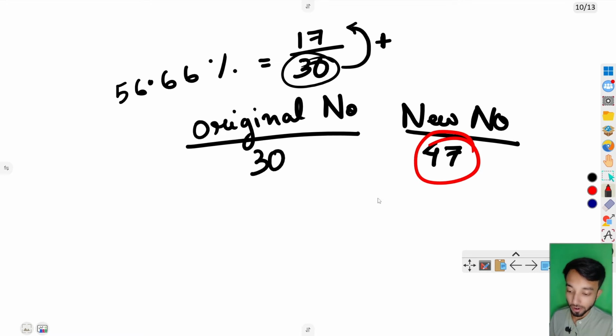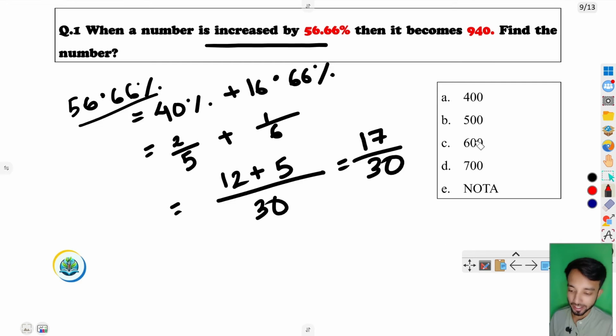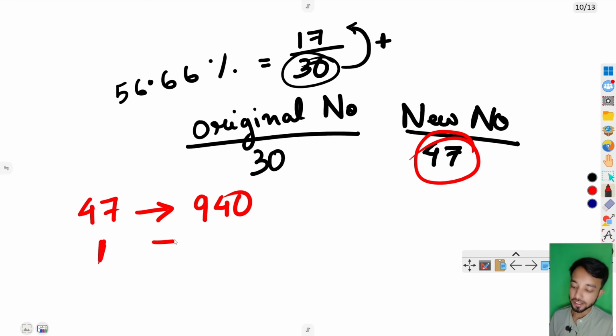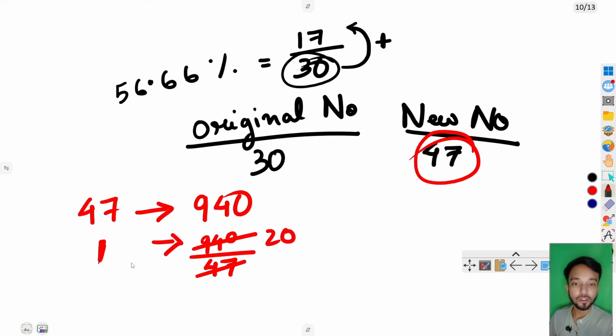Now we are given the value of 47 in the question, 940. So the value of 47 is 940. What will be the value of 1? The value of 1 will be 940 divided by 47. What will we get? We will get 20.